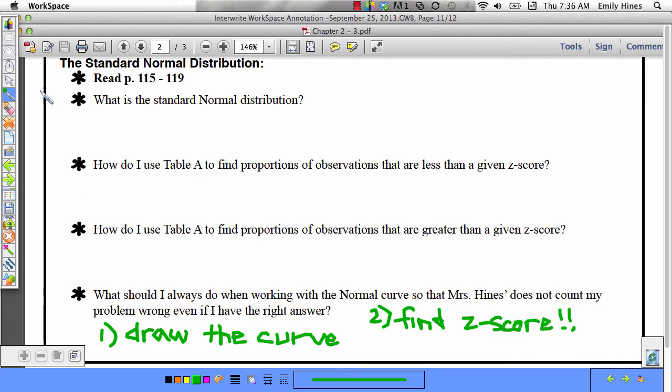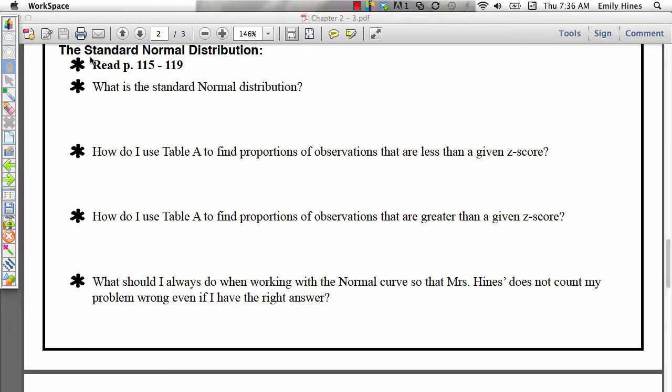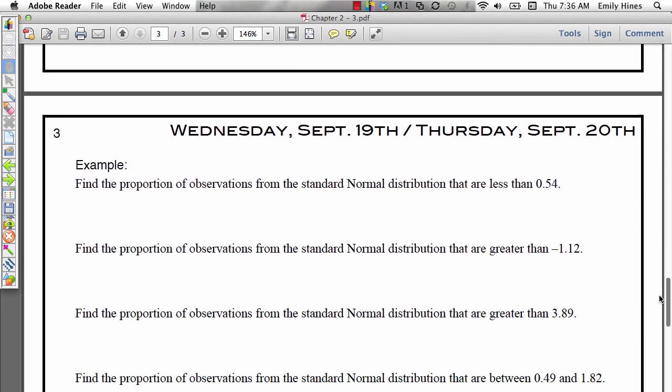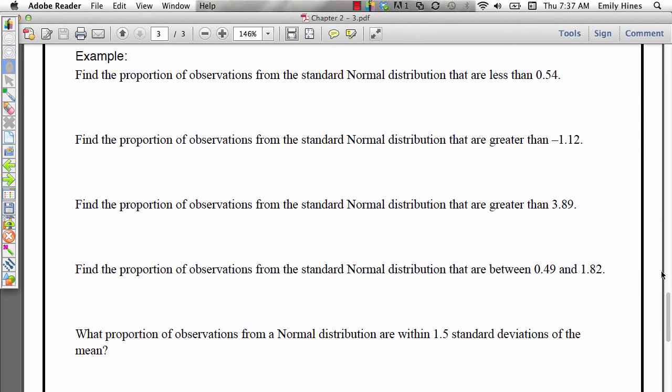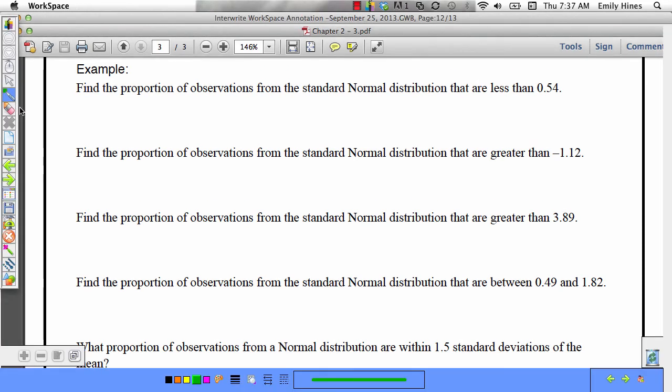So let's do some practicing with Table A. You can also do this on the calculator. I will show you how to do it on the calculator in class, on both the 84 and the Inspire, and I will post some videos of how to do it on the calculator on the website.